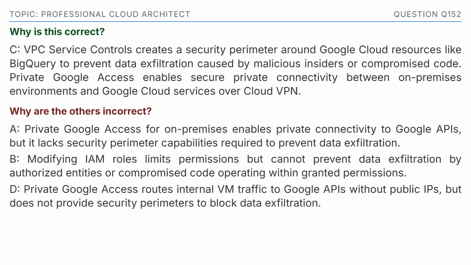A. Private Google Access for on-premises enables private connectivity to Google APIs, but it lacks security perimeter capabilities required to prevent data exfiltration. B. Modifying IAM roles limits permissions but cannot prevent data exfiltration by authorized entities or compromised code operating within granted permissions. D. Private Google Access routes internal VM traffic to Google APIs without public IPs, but does not provide security perimeters to block data exfiltration.